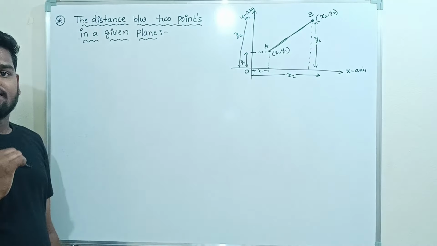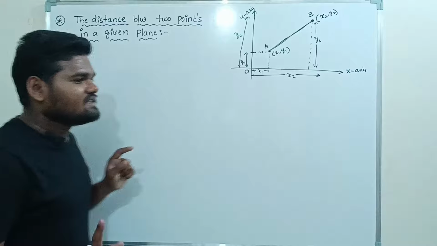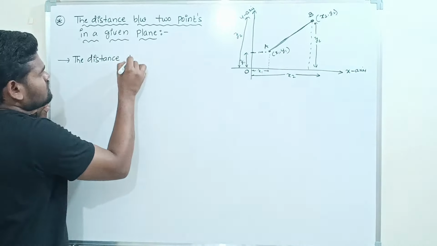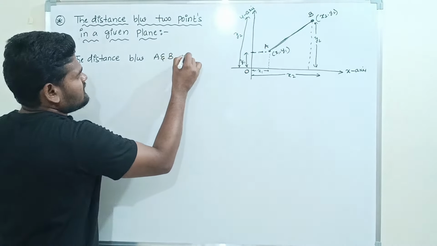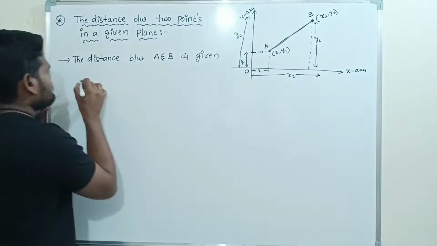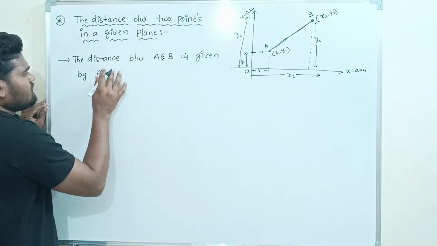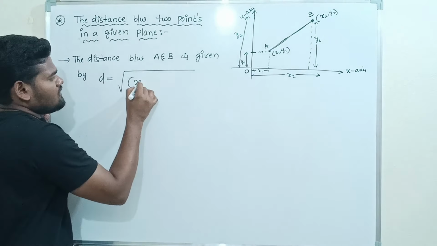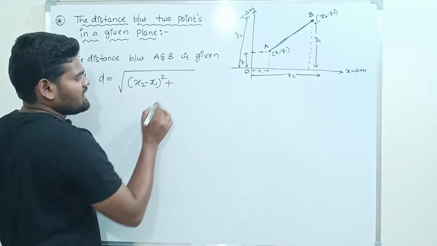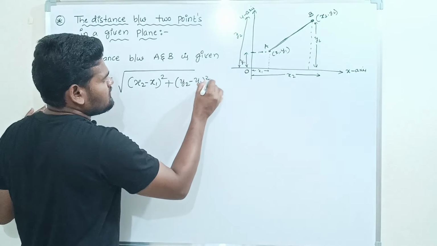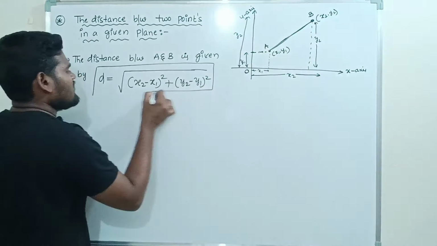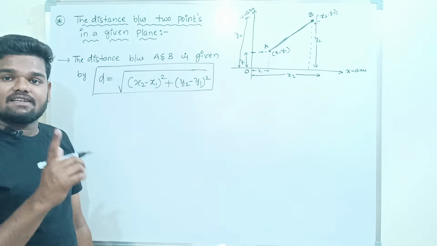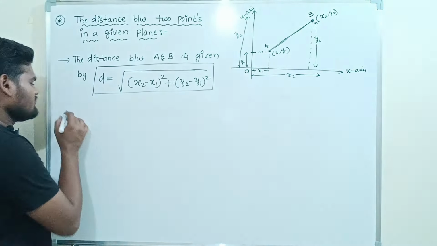Now the distance between these two points A and B is given by D is equal to the square root of (x2 minus x1) whole squared plus (y2 minus y1) whole squared. So this formula gives the distance between two points in a given plane. Is it clear? Right. Let us see one example.